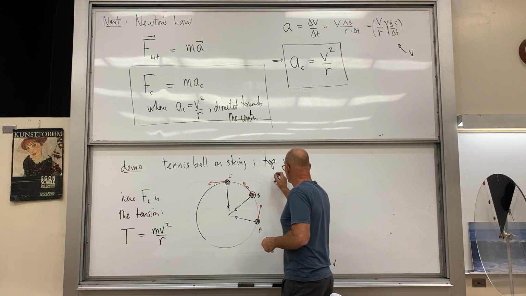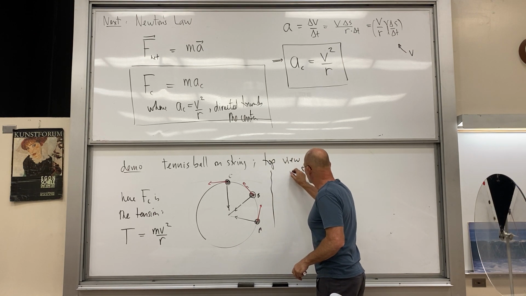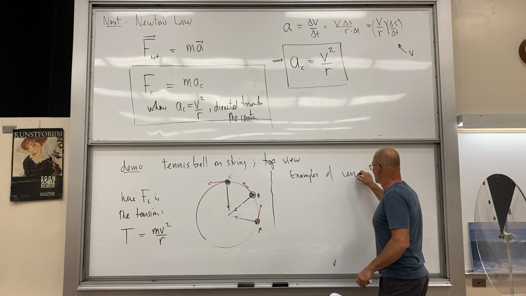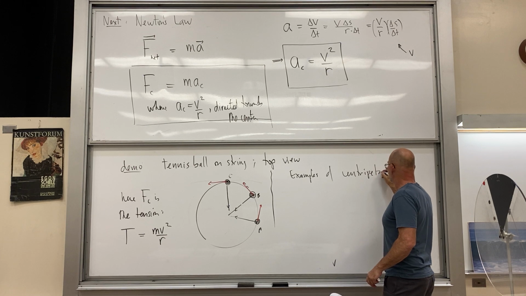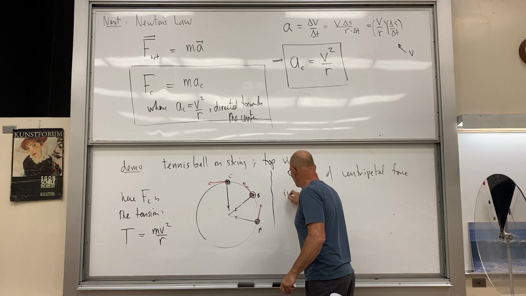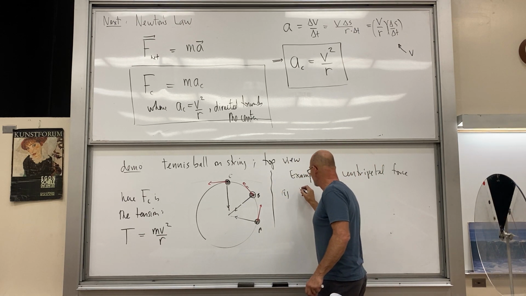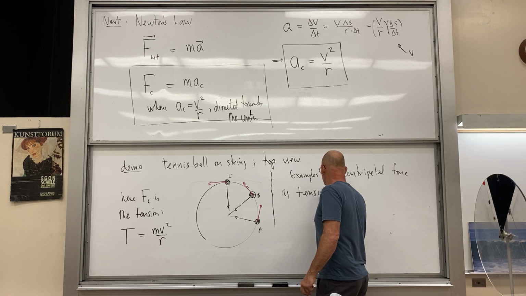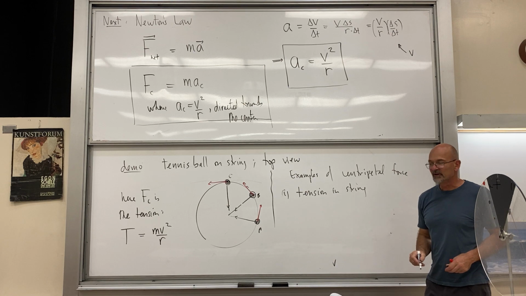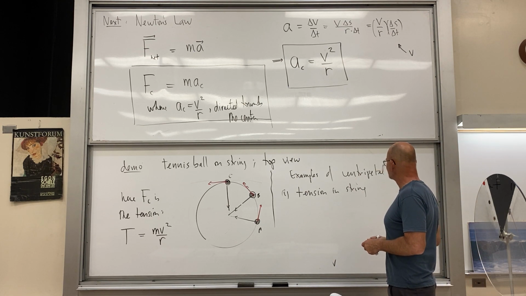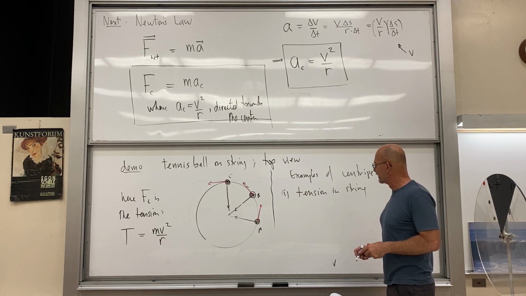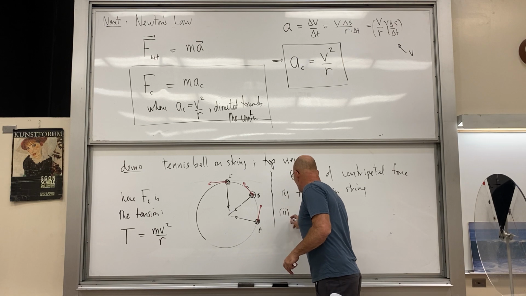Okay, so now let's give examples of centripetal force. And I already have one. So one example is this tension in the string. So let's just write it down. The tension in a string will certainly hold something along a circular path. Now a great demo object we have, but I can't show you, is a normal force.